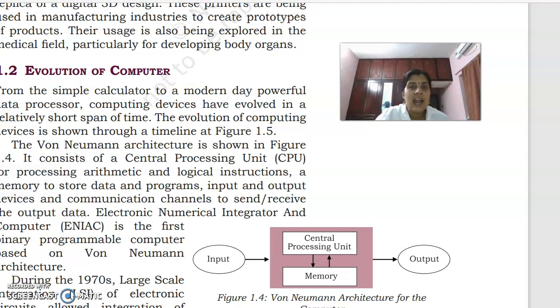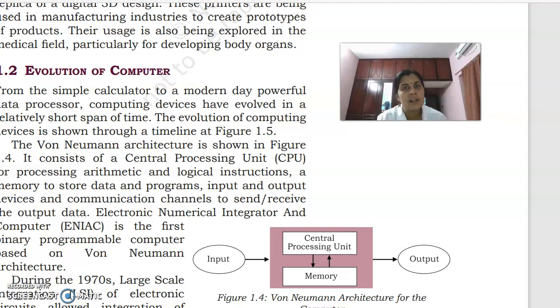From the starting point to the end point. That means now we are using artificial intelligence and Internet of Things. These are the latest stage in our computer. So where did the computer start? That is our question, and we will start with the abacus. You all know what an abacus is. You all studied about the abacus in your mathematics paper.